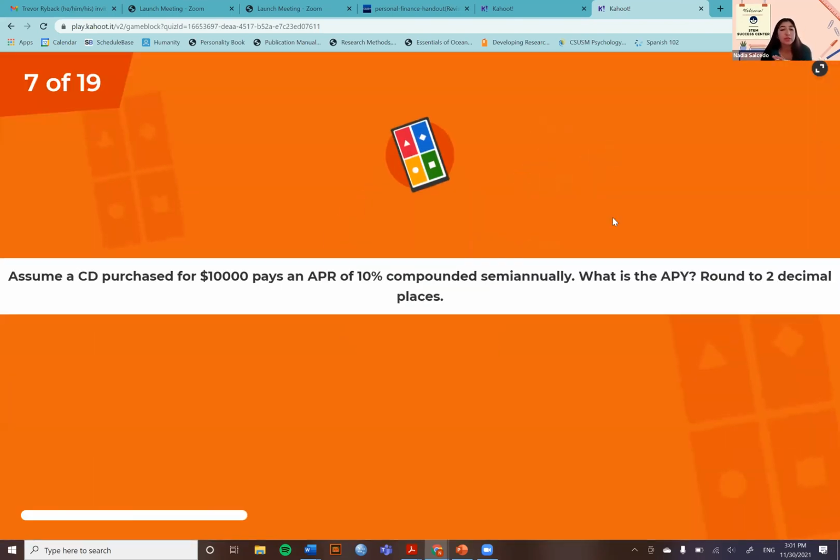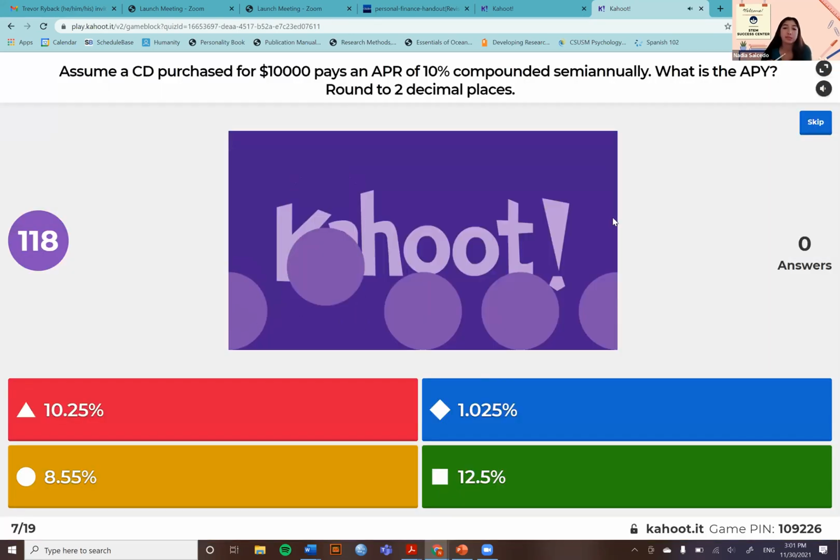Assume a CD purchase for $10,000 pays an APR of 10% compounded semi-annually. What is the APY? Round to 2 decimal places.